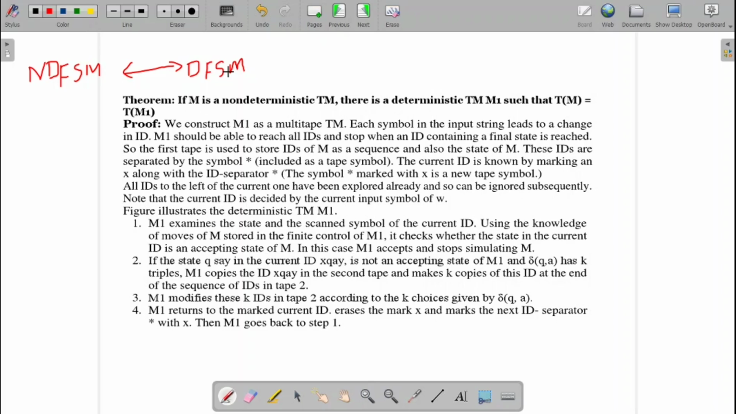Same thing, but with a different logic, we are going to prove this theorem. Fine. What is our theorem? If M is a non-deterministic Turing machine, then there is a deterministic Turing machine M1. So M1 is the equivalent of M, that we need to prove. That the Turing machine M is equivalent to Turing machine M1, that we have to prove now. Fine. The proof will be done with the help of a construction.